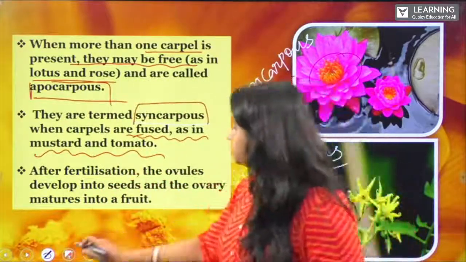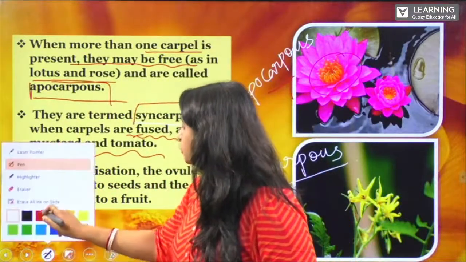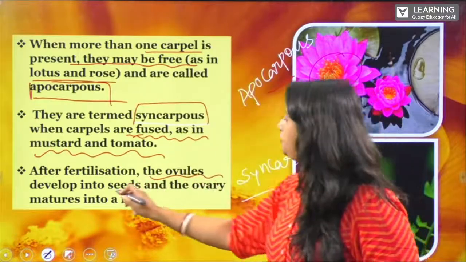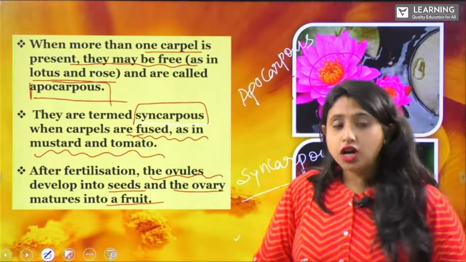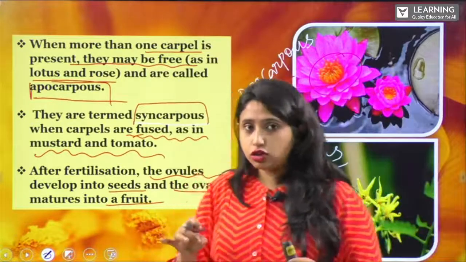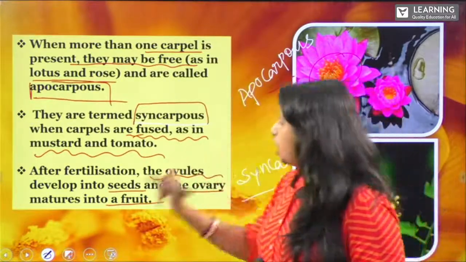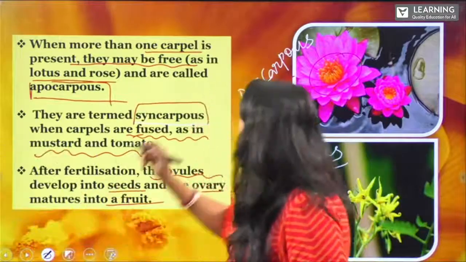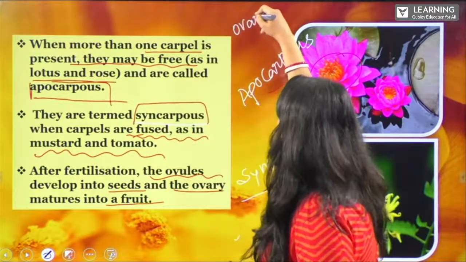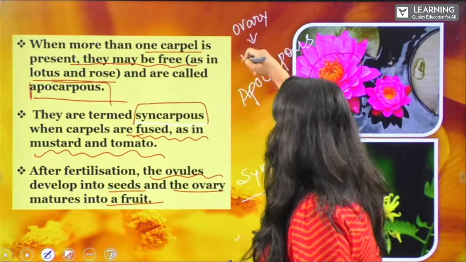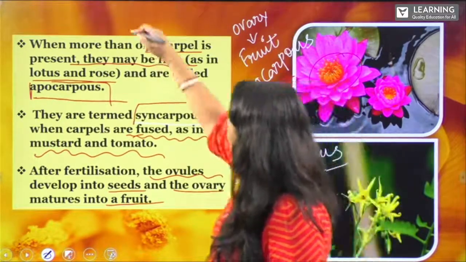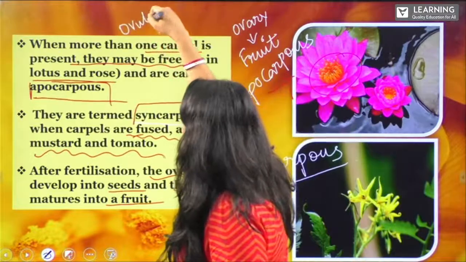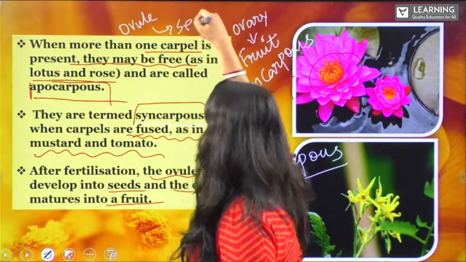So after fertilization, what happens? After fertilization, the ovules develop into seeds and the ovary matures into fruit, which we have already learned in the previous chapter. The ovary develops into your fruit, and the ovule will form the seed.